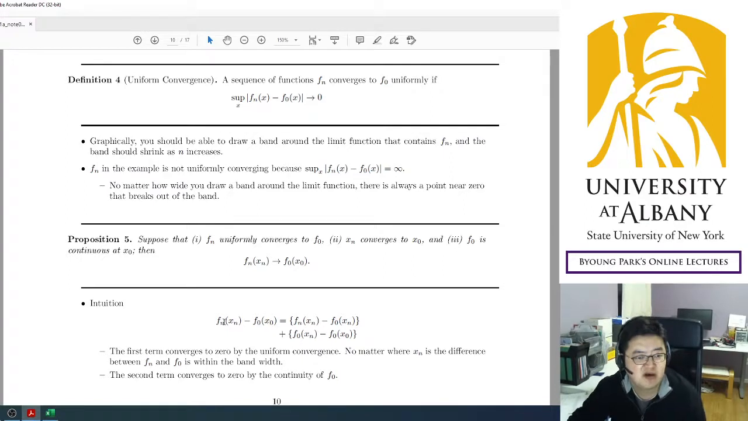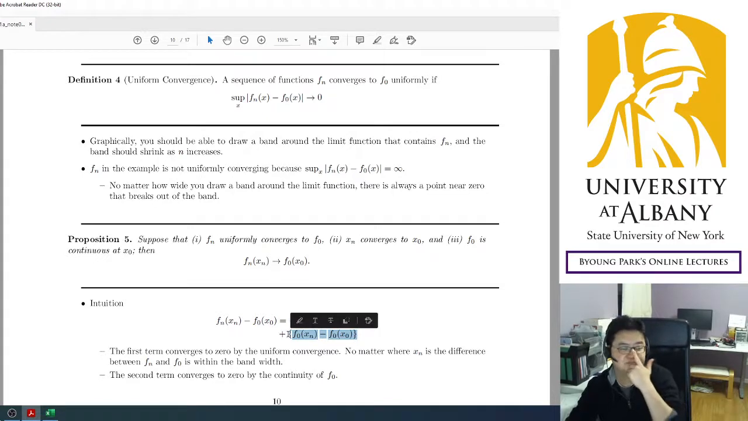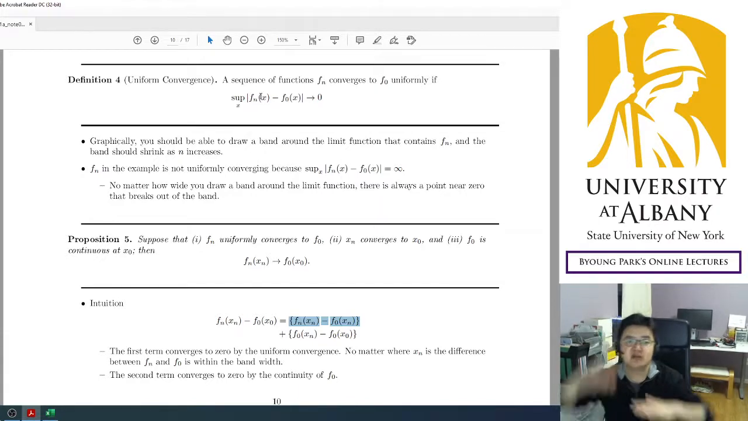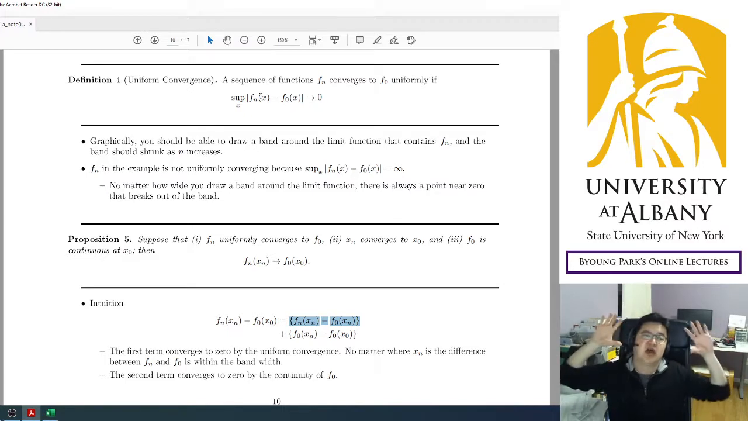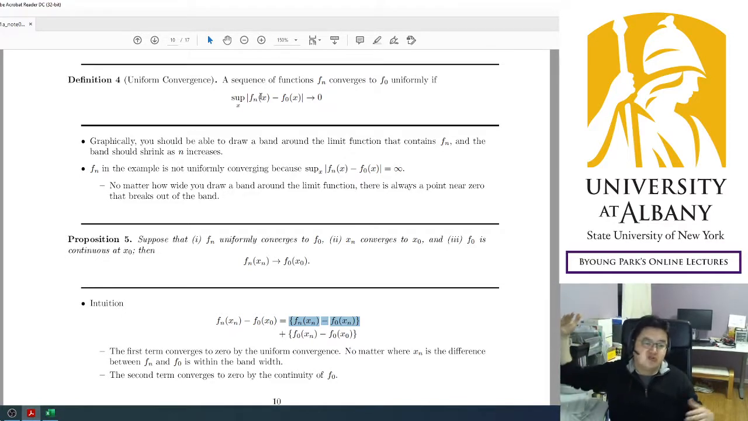The intuition here is, as I said, it's a composite sequence, so break down the sequence into two terms. The first is f_n minus f0, which fixes x and looks at the difference between f_n and f0. The second difference is between x_n and x0. So the first term captures the sequence of functions, and the second term captures the sequence of x. The first one converges to 0 by the uniform convergence assumption. No matter what x is, it converges to 0, because every point moves together. Every point moves at a certain rate, so there is no one left behind. There is no one who is too slow to match the other points.